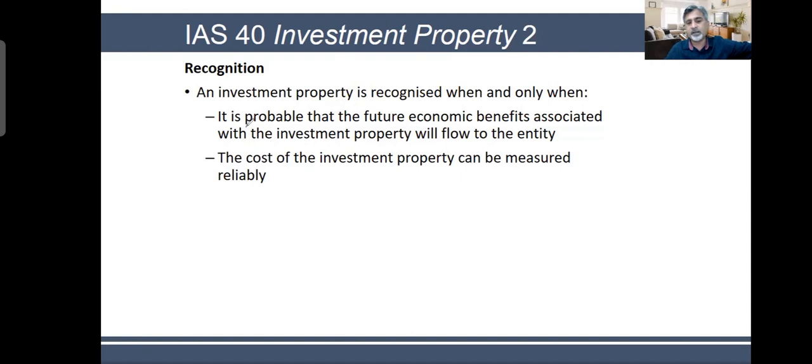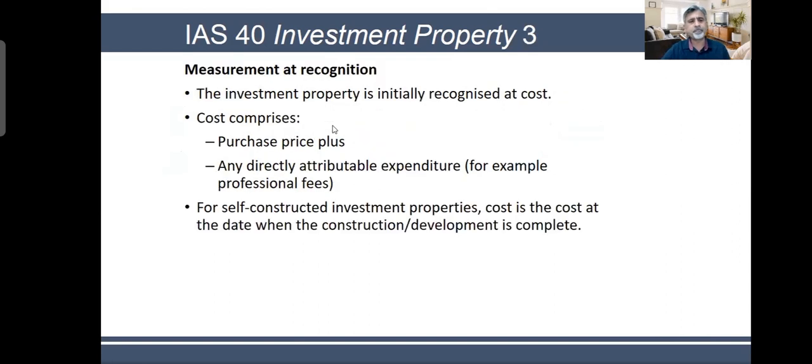Number one, that it is probable that future economic benefits will flow to the entity. And number two, the cost of the investment property can be measured. The same two criteria, okay? So there is nothing new to explain. The same two criteria will apply in investment property, the same will apply in intangible asset, the same will apply in tangible asset, etc. The third thing which you need to understand is measurement.